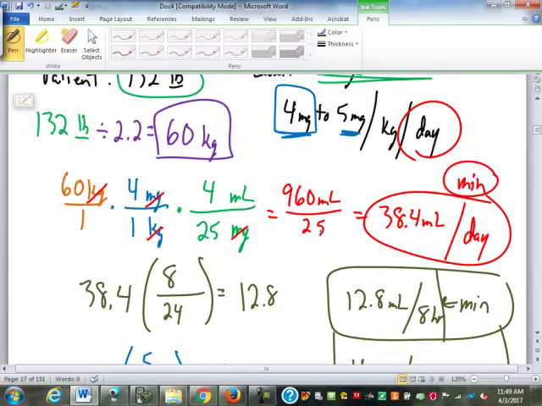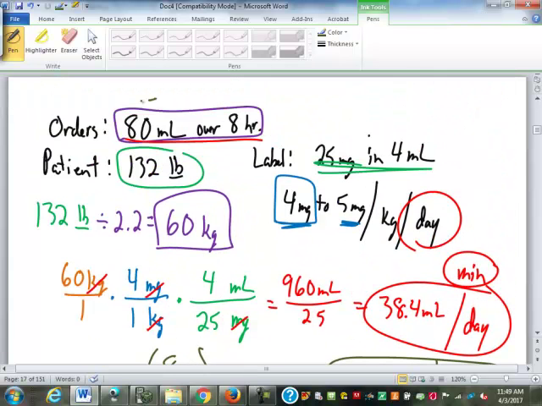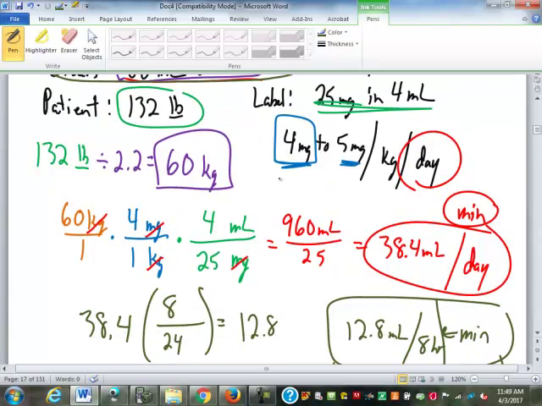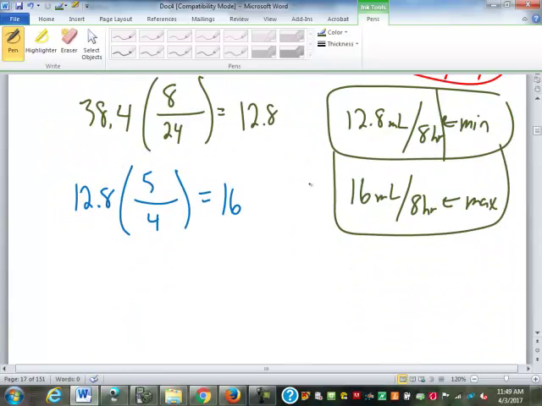So now looking back, the doctor ordered 80 milliliters over 8 hours, so that's nowhere near a safe dose. So we need to stop that dosage and ask for clarification. So that's kind of the highlights of these dosages based on weight. I want to do one more example, and then we're going to switch over to looking at body surface area.